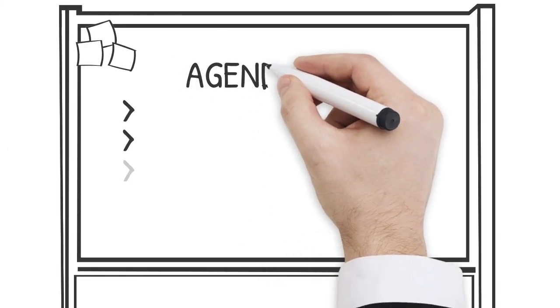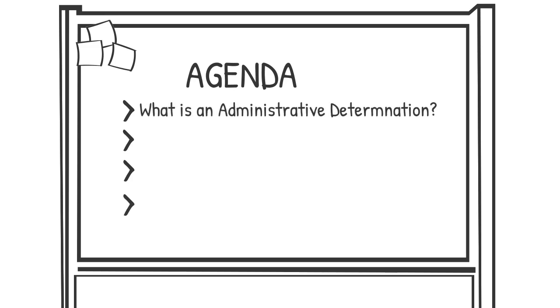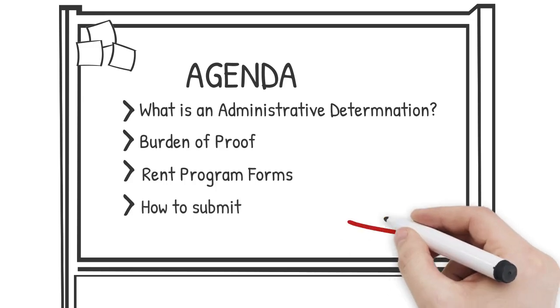This workshop will cover four main topics. First, it will define an administrative determination and what change of status means. Second, it will explain the burden of proof. Third, it will explain the four different types of forms and what each seeks to accomplish. And finally, we'll show you how to submit the paperwork.